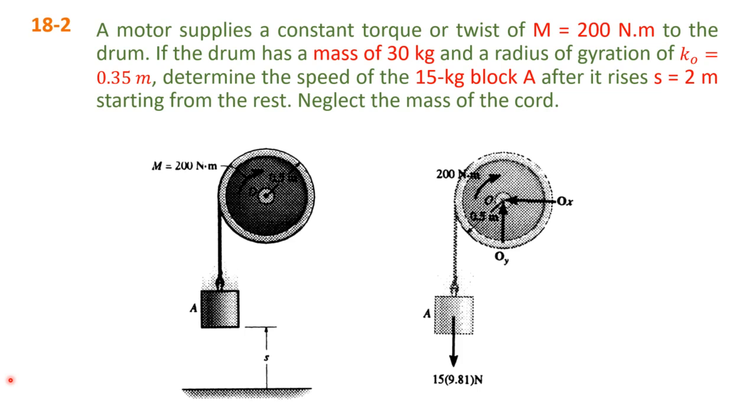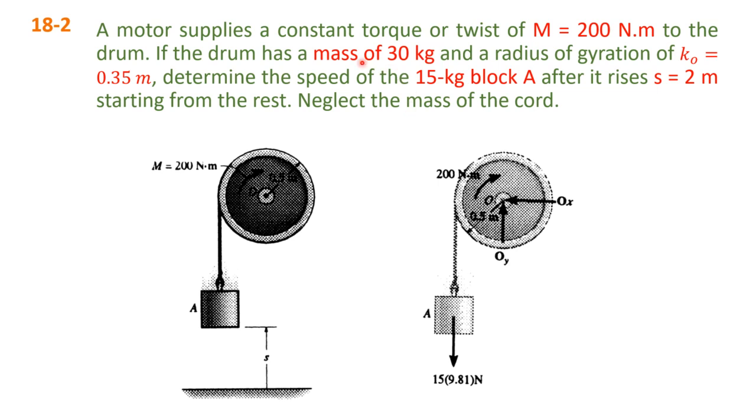Okay, so here we are with question number 2 for week number 7. In this question, we have a motor that supplies a constant torque or twist of M equal to 200 Newton meters to the drum. So the drum is rotated in the clockwise direction.